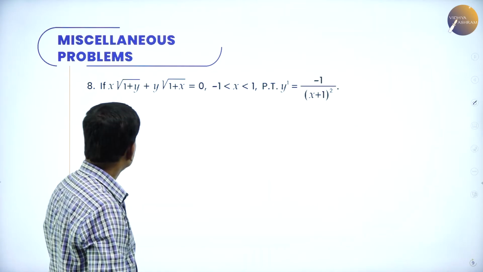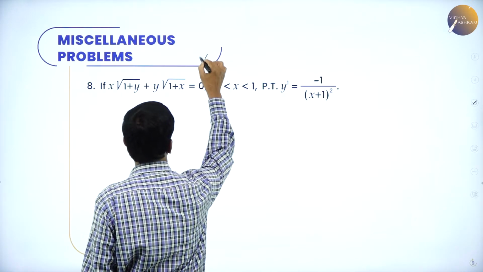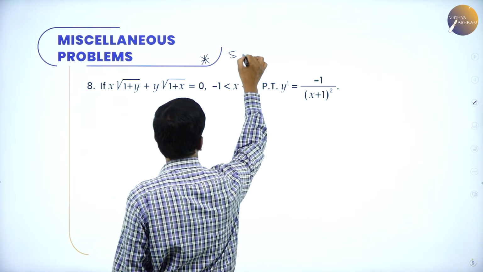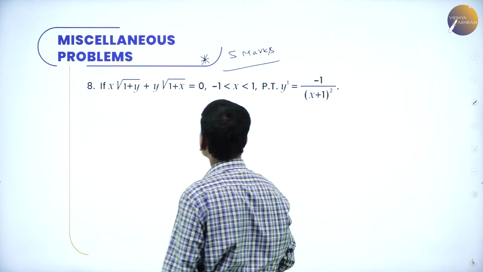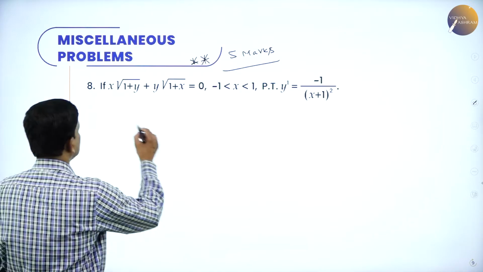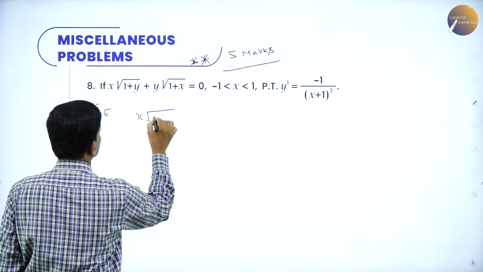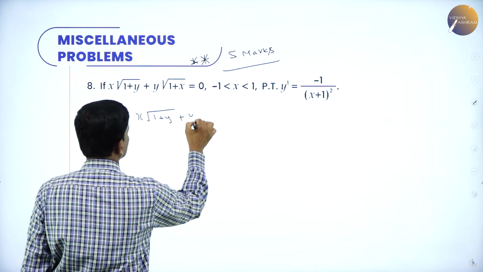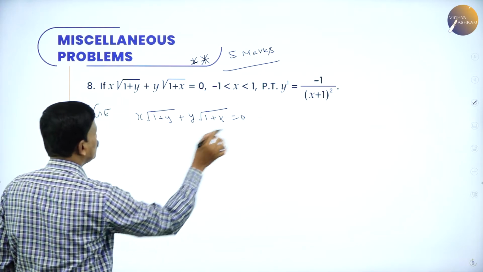Hope you followed this. Now this is a very important problem for 5 marks. This is a 5 marker question. Sometimes you may expect this for 5 marks. Very important problem. This is the given equation. What is given? The given equation is x into root of 1 plus y into root of 1 plus x is equal to 0.